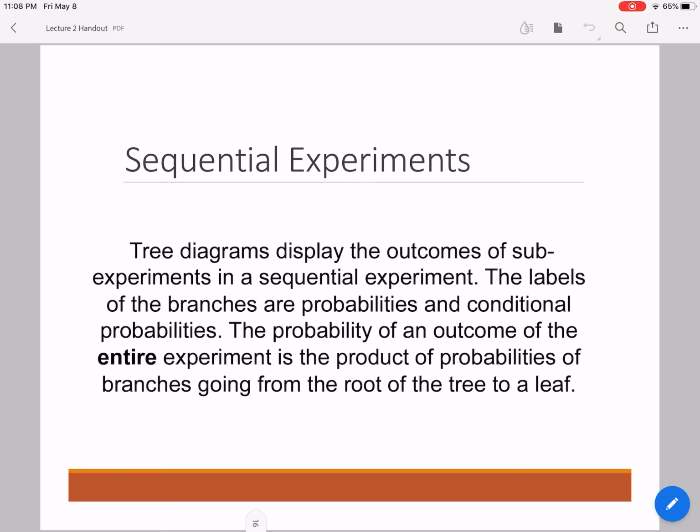In this tree diagram, you'll be drawing branches. These branches will be labeled with probabilities and conditional probabilities associated with these sub-experiments. To find the probability of any outcome, which happens to be a leaf in the tree diagram, we trace the path from the root of this tree all the way to that given leaf, and we multiply the probabilities along the way to find the probability of that particular outcome. This theory will become much clearer when we actually see some tree diagrams in action.